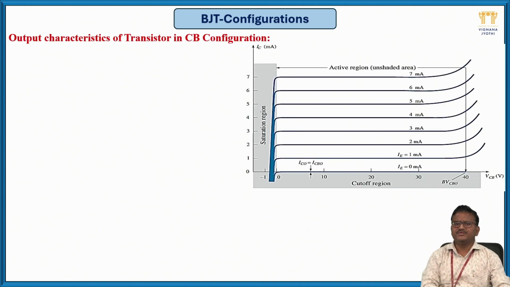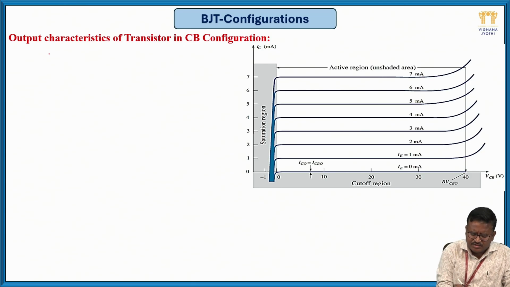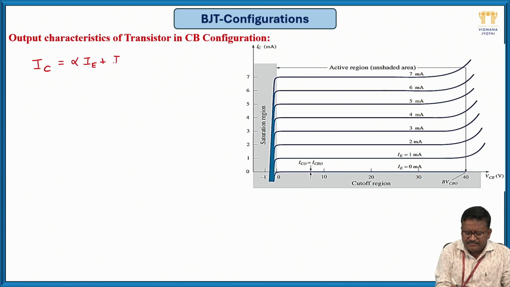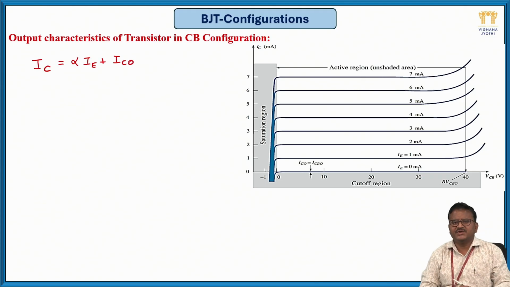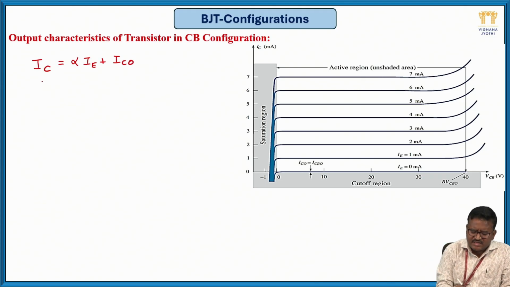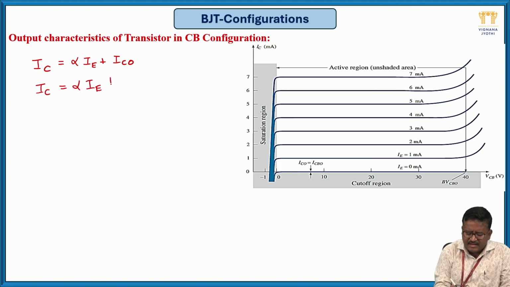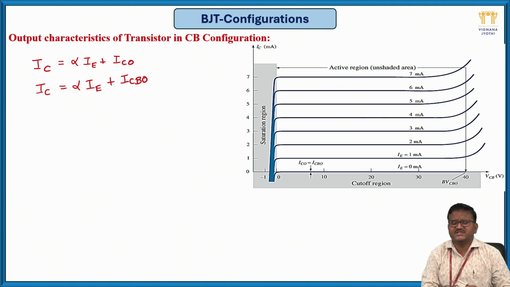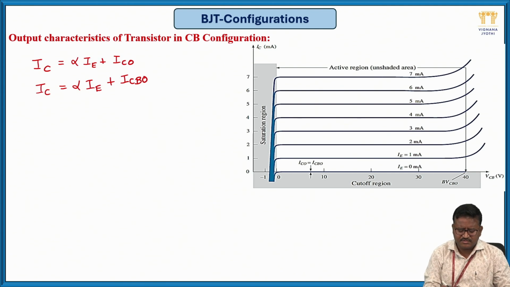So this is the input characteristics of a common base configuration. Now coming to the output characteristics, as we know the IC output current equation is IC equal to alpha IE plus IC naught, where IC naught is the reverse saturation current. This can be rewritten as IC equal to alpha IE plus ICBO, the common base reverse saturation current in the common base configuration. That is how it looks.